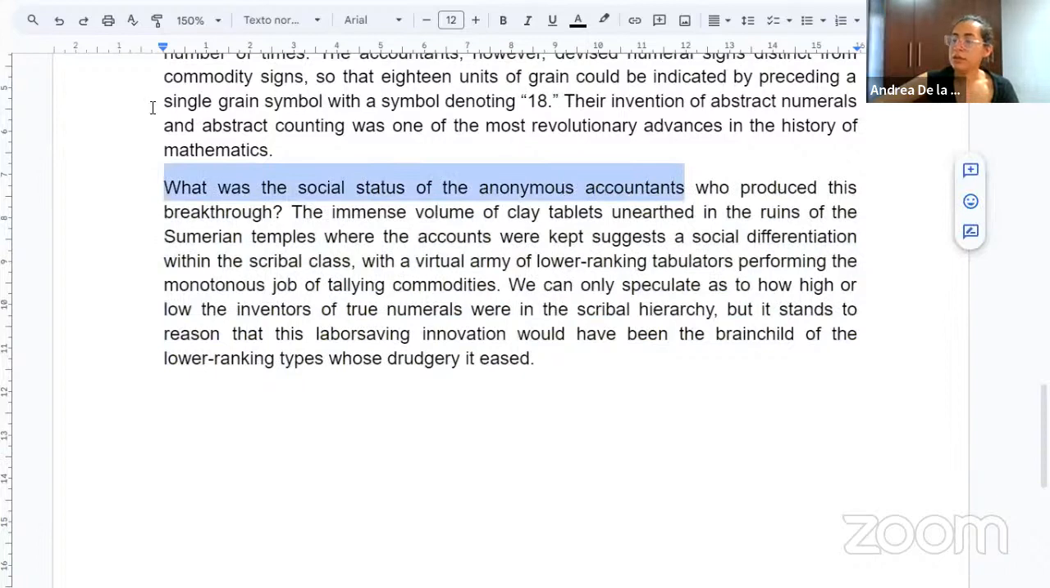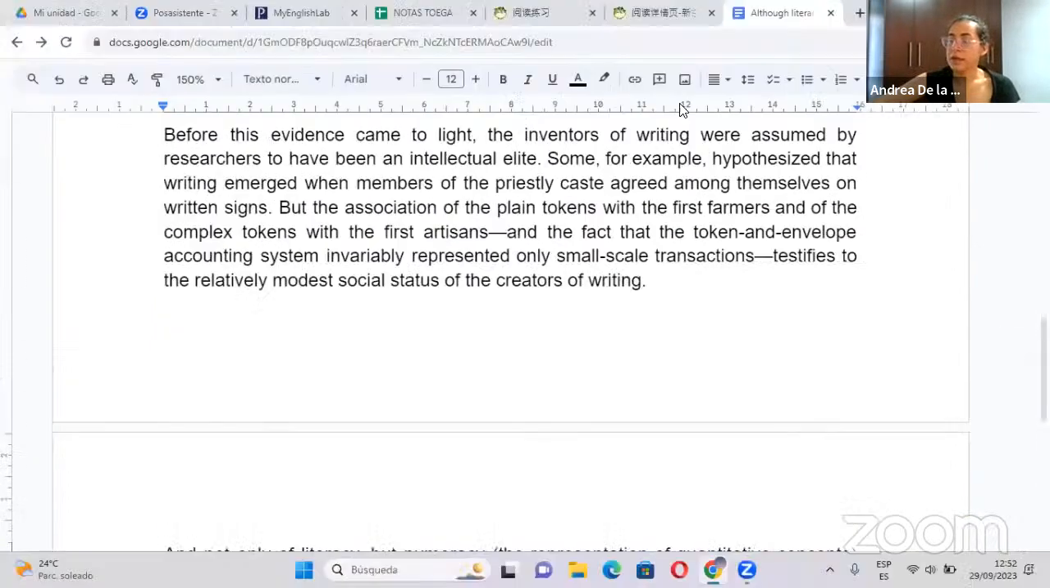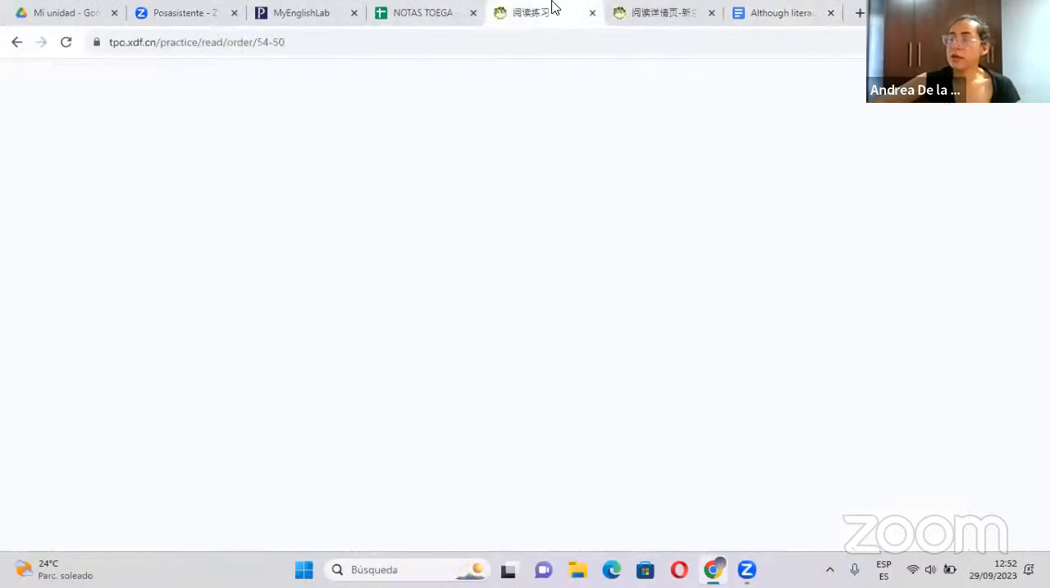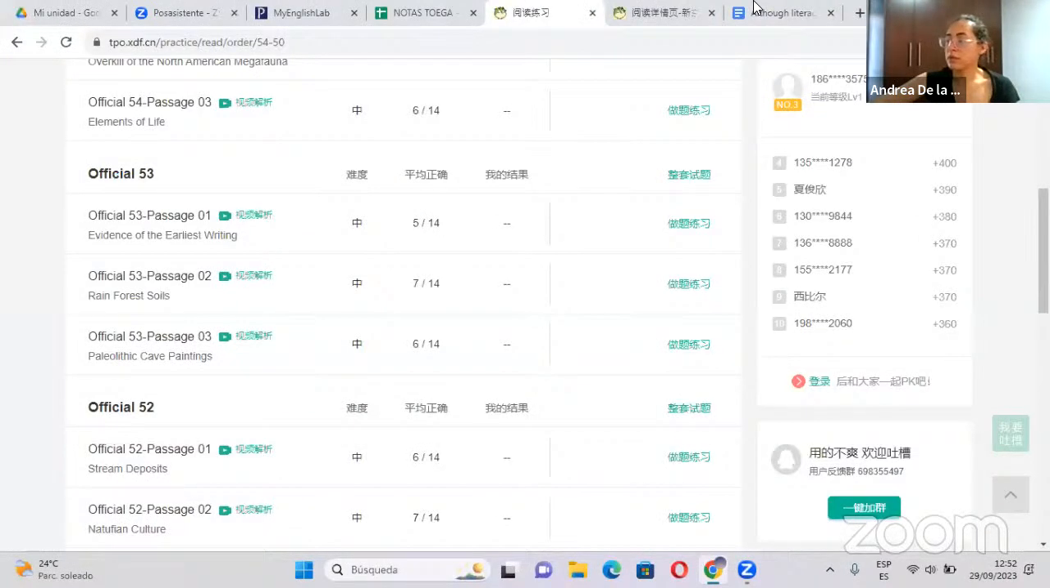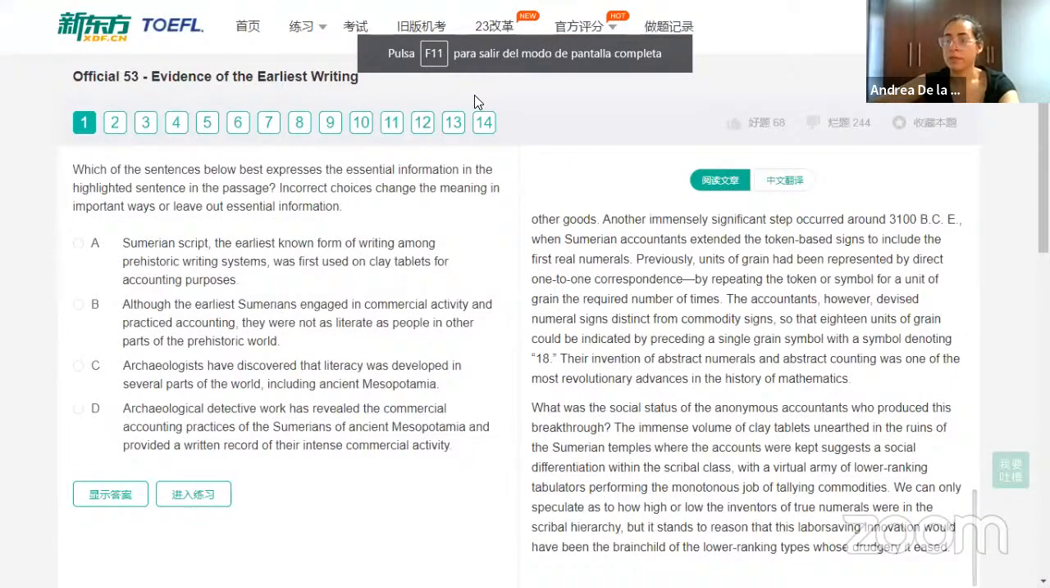So who were the accountants that produced this breakthrough, this code? And they explained who it was and what was their social status. Exactly. So now let's take a look at the questions. Let's see what the questions are. And we're obviously going to be looking at the details of each paragraph.